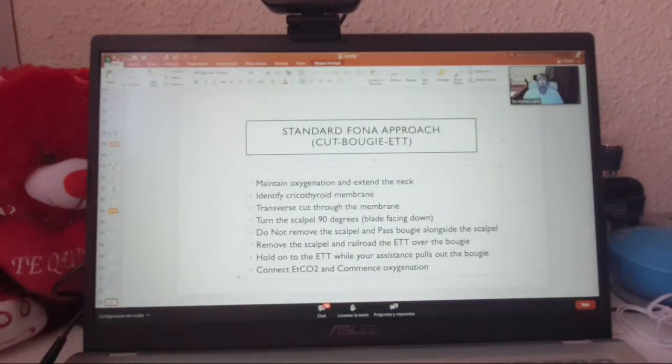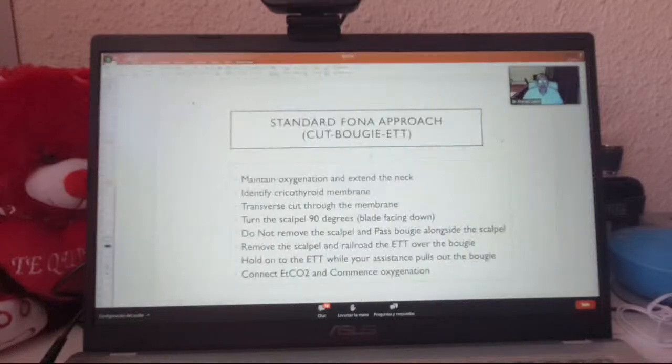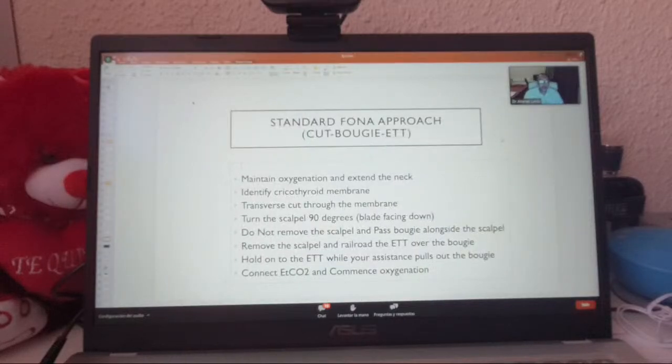So, the three steps are, if you decided to go for the FONA, you maintain your oxygenation and extend the neck, ideally before you start. And this is what I do in patients with difficult necks: I identify the cricothyroid membrane and I draw a line with my pen. I say, this is where I'm going to go. And if I have the luxury and time, I use the ultrasound as well and identify the membrane.